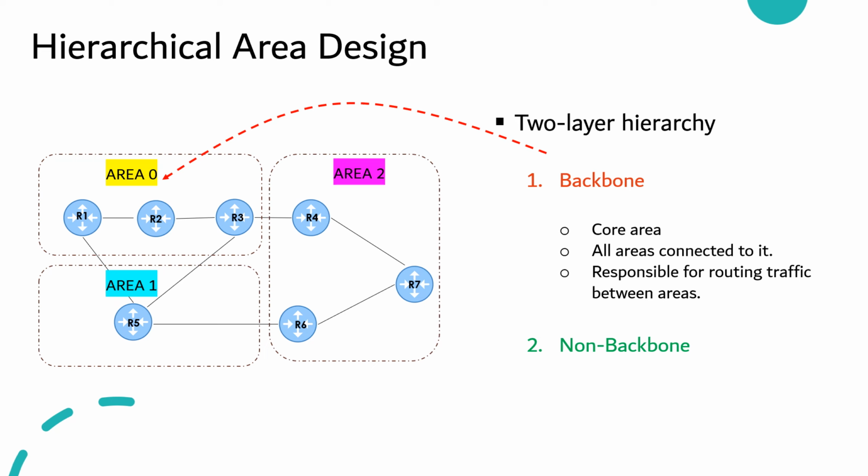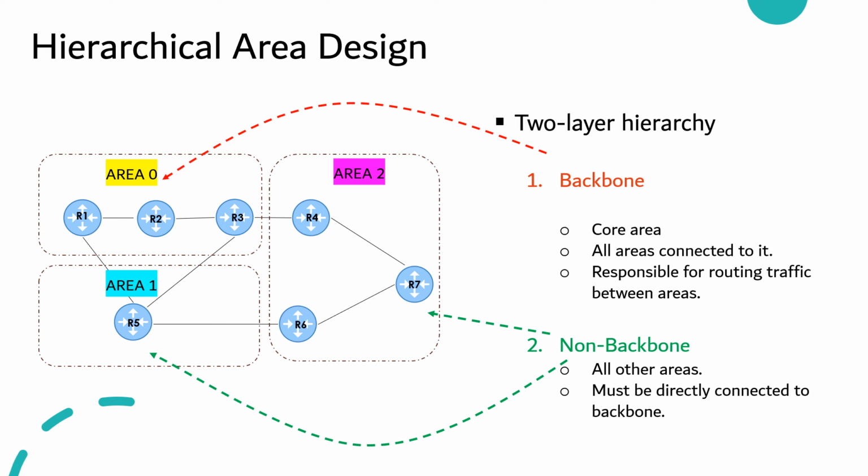This is because OSPF expects all the areas to inject routing information into the backbone, and in turn the backbone disseminates the routing information into other areas. So without the backbone area, multi-area OSPF would not be able to function properly. All the areas that are not the backbone area are called non-backbone areas. Each non-backbone area must be directly connected to the backbone area.